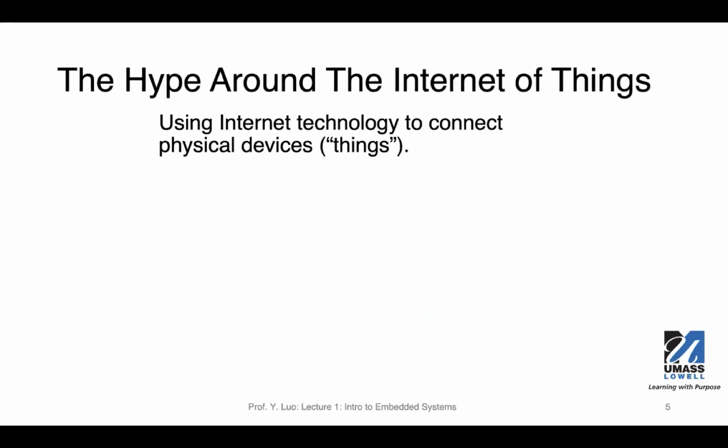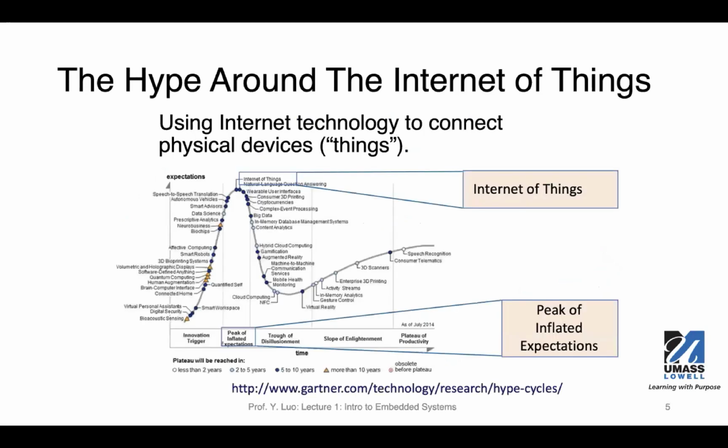So talking about the very popular term Internet of Things, there were a lot of hypes around Internet of Things, good and bad. The idea of Internet of Things is to use internet technology to connect physical devices or things. You may have billions, trillions of things that are being built and connected.